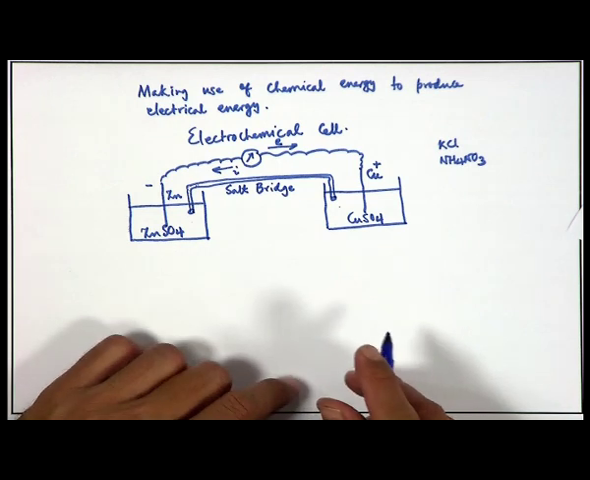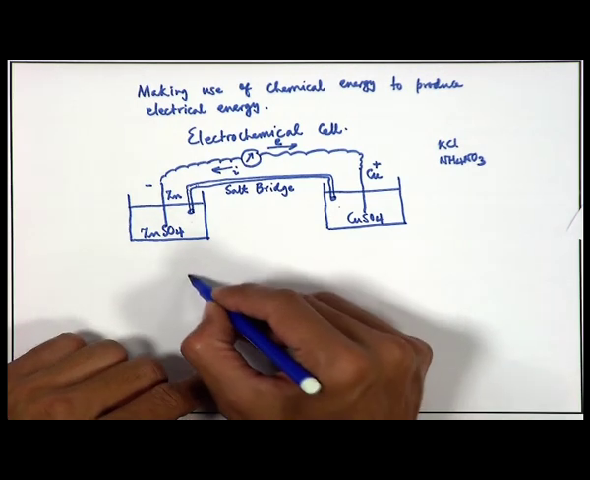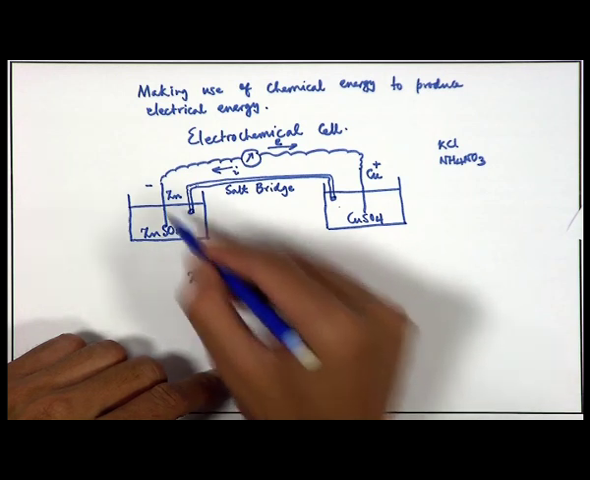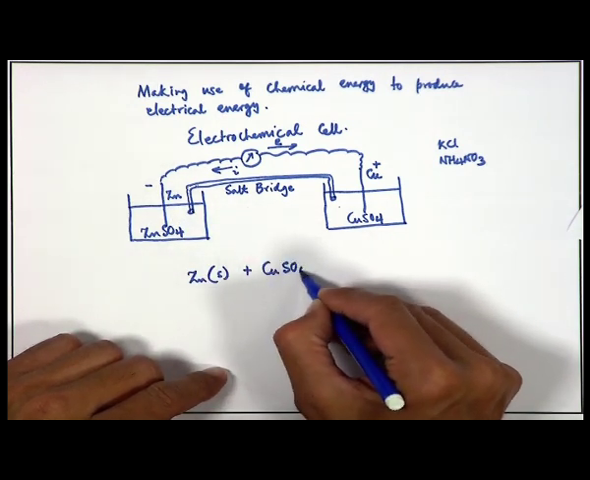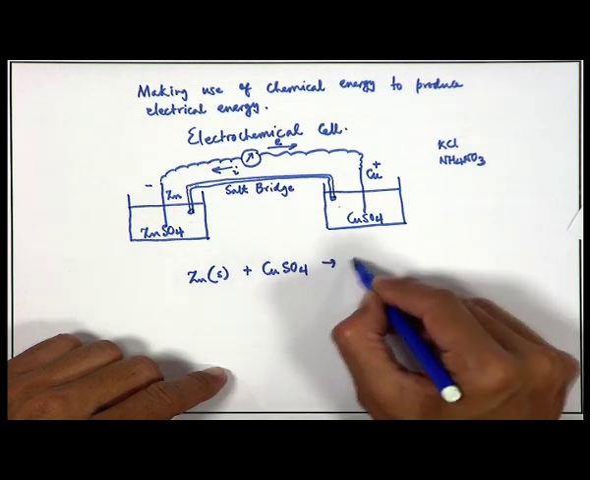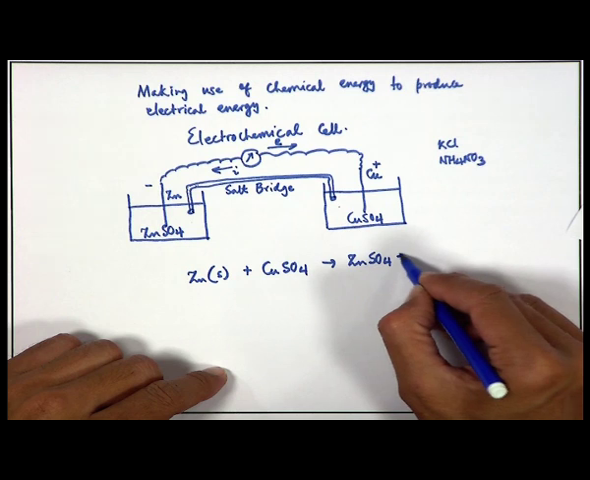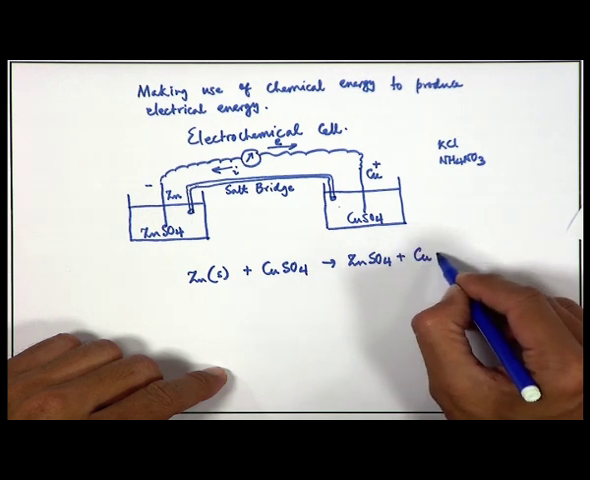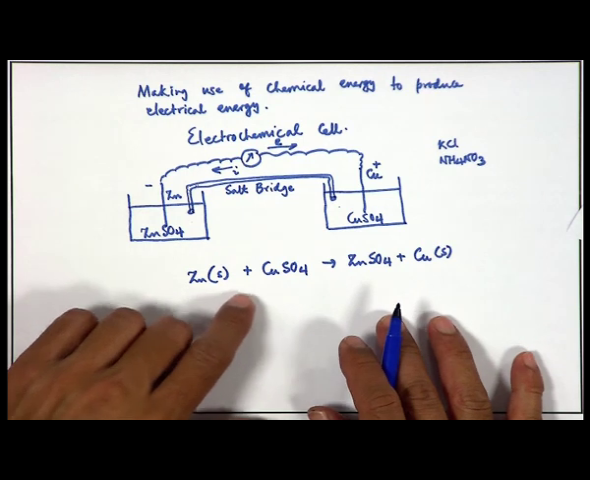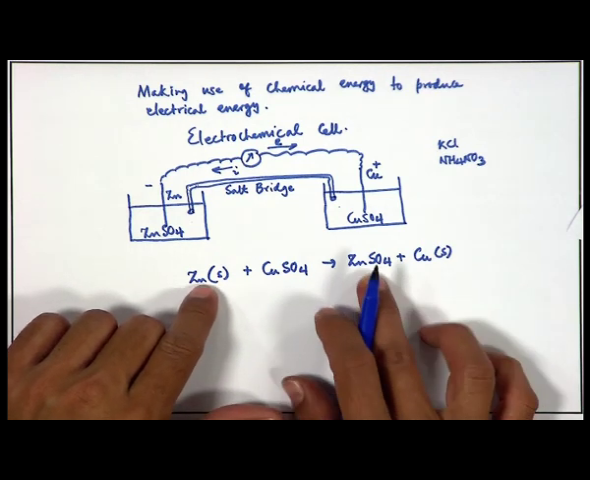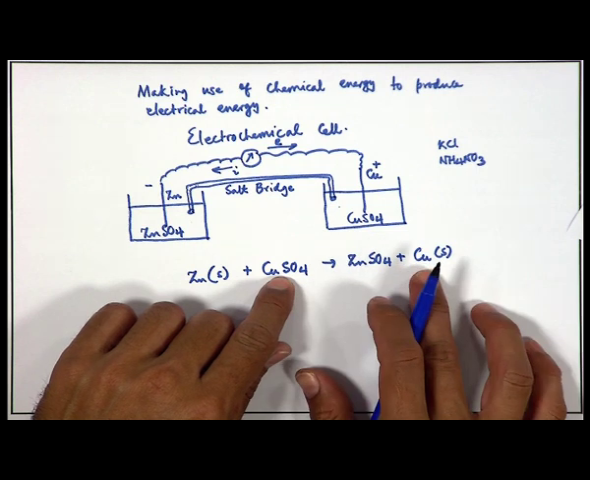So, what is the chemical reaction that is taking place overall? Zinc solid, that is the rod, plus CuSO4 gives you zinc sulphate plus copper solid. So, that means zinc will be oxidized and copper sulphate will be reduced.